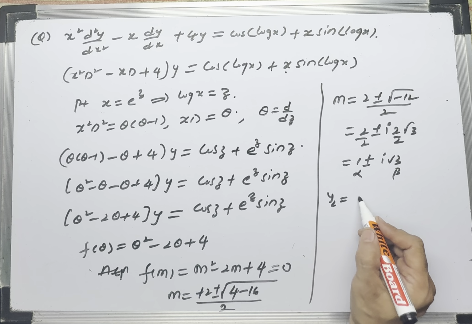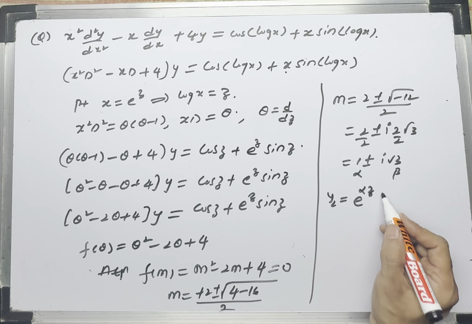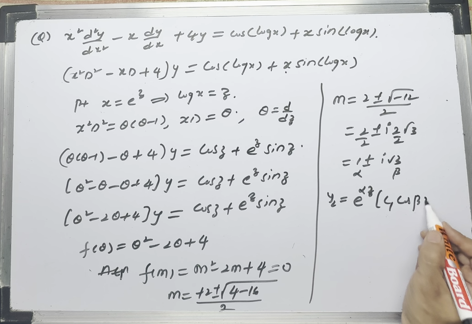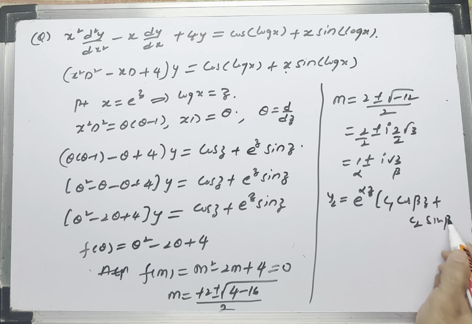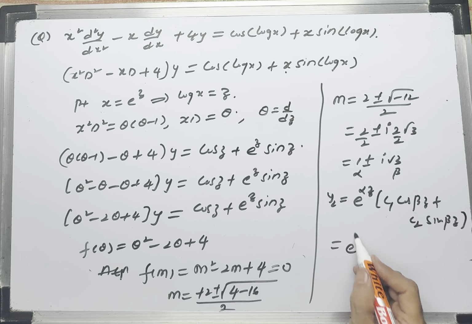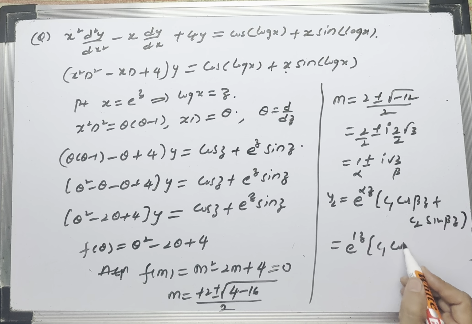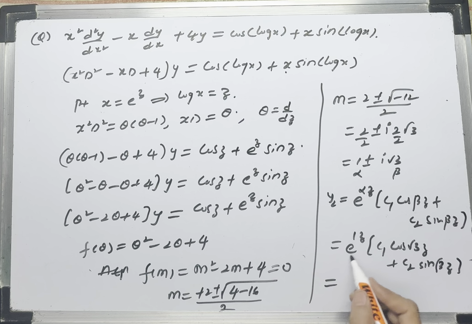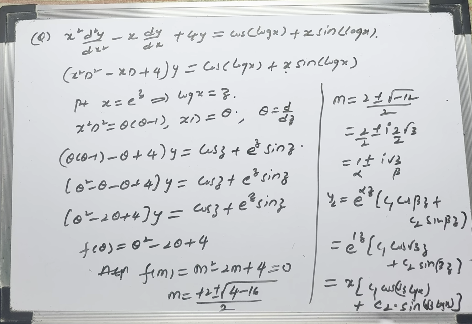So yc equals e power alpha z, c1 cos beta z plus c2 sin beta z. That is e power 1z, c1 cos beta z plus c2 sin beta z. Now what we'll do, we'll remove this e power z. E power z is x, z is log x, root 3 log x plus c2 into sin root 3 log x. This is yc.